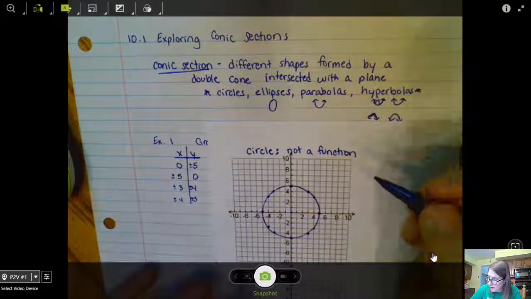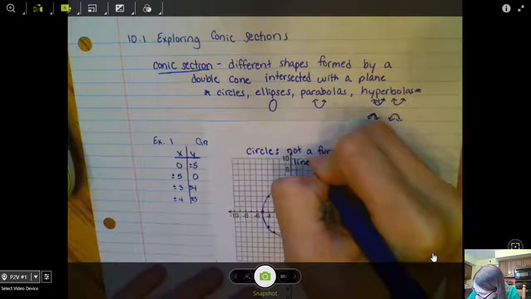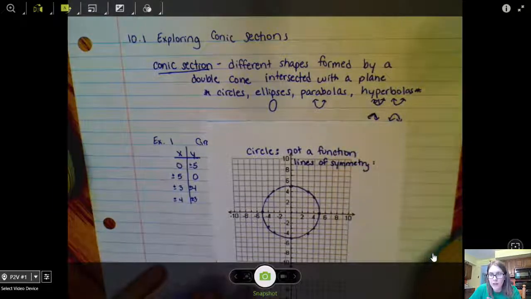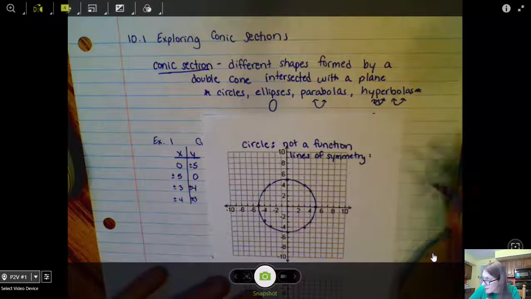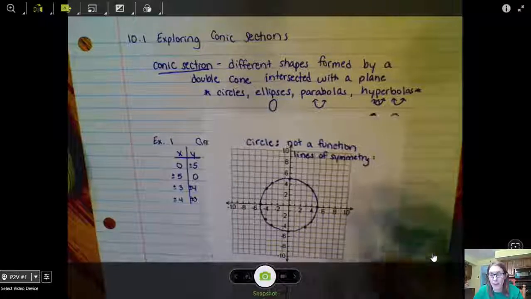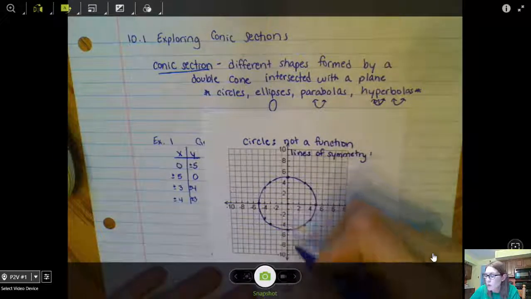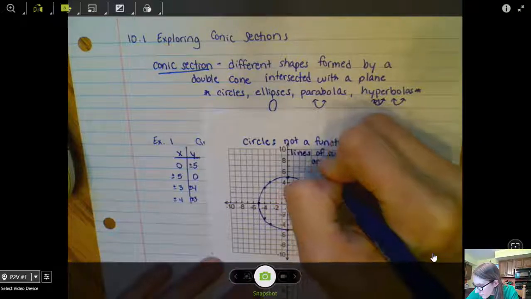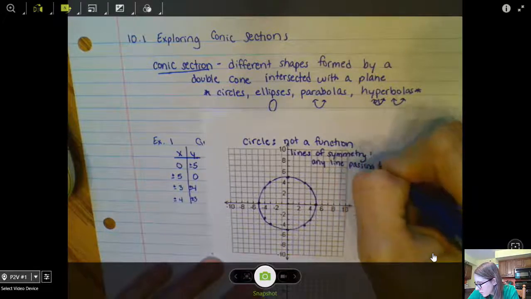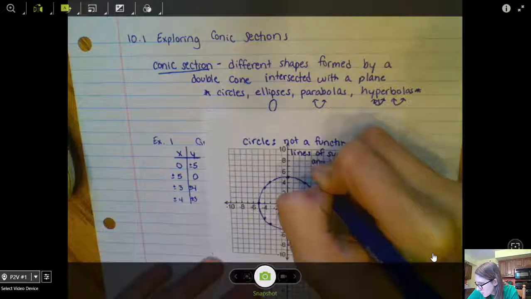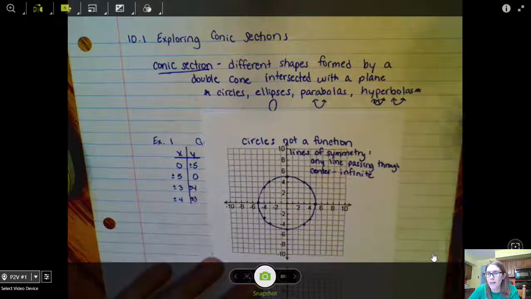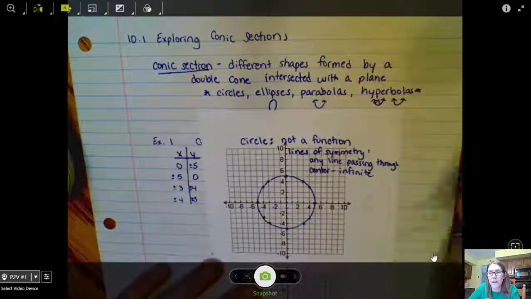What do you think about lines of symmetry? Well, our circle has infinite lines of symmetry. Line of symmetry is where can we draw a line where it's the same on both sides? Any line that passes through the center is a line of symmetry. Okay, so again, any line passing through the center, infinite number of lines of symmetry.